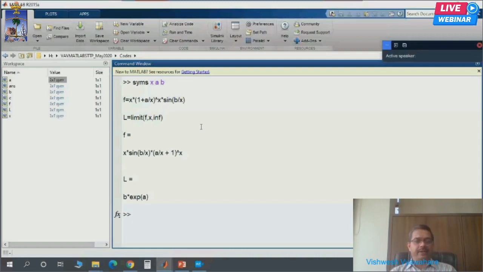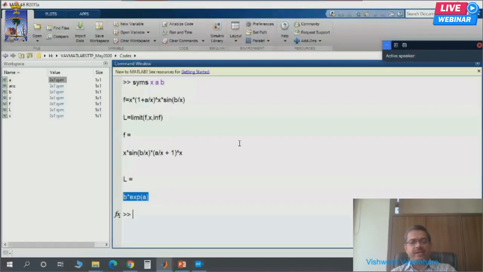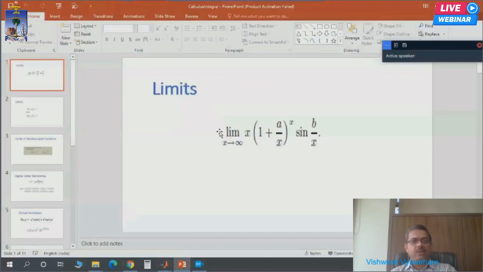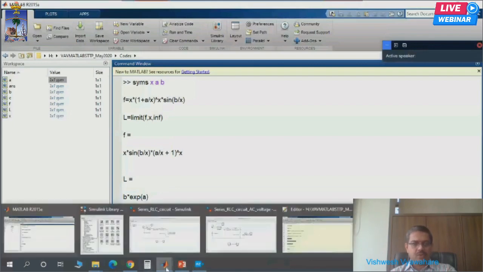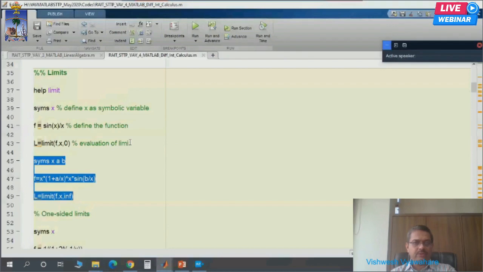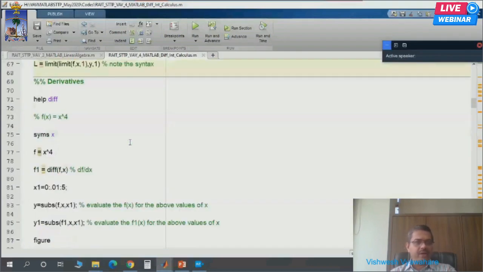Yeah, it has evaluated. In fact, it has evaluated and it has given me the answer as b into e to the power a. So what does it mean? If this limit is evaluated as x tends to infinity, the answer is b into e to the power a. And MATLAB has given me this answer. I hope you understand this. It also calculates left limit and right limit and all those things.